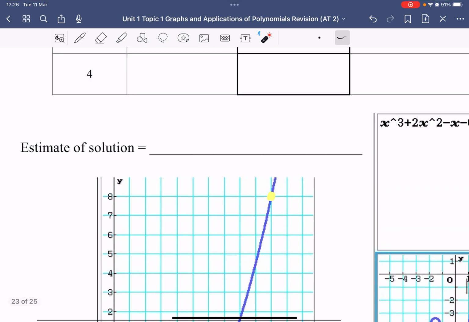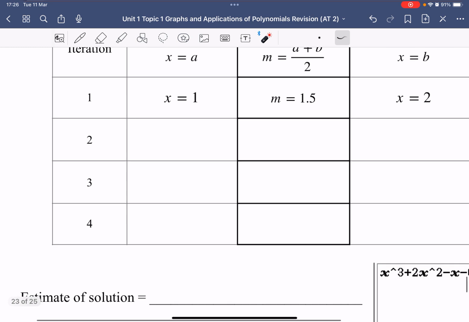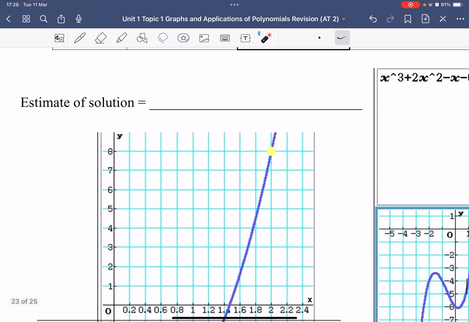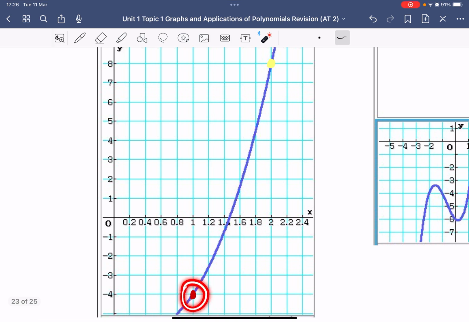We're told that our first guess, or our solution, is somewhere between x equals 1 and x equals 2. So they are what we call our left and right endpoints. And on the graph you can see them here. Our left endpoint is red, our right endpoint is yellow. Here's how the bisection method works.